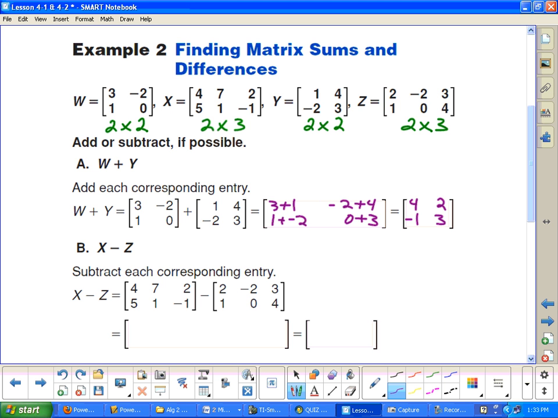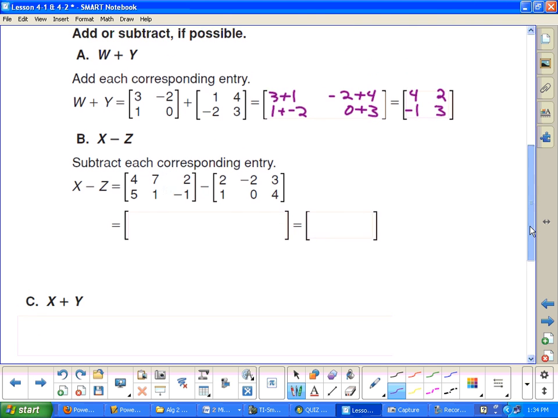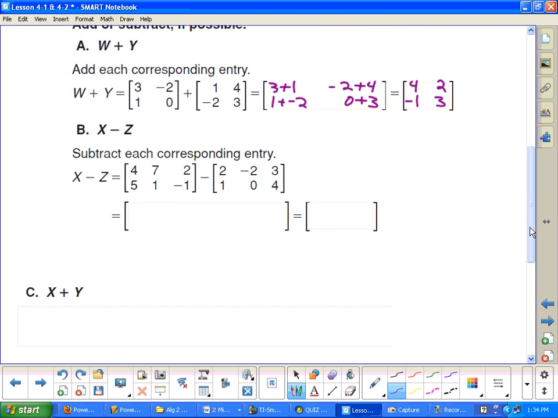Now, the thing is make sure you use brackets then, and make sure you use good spacing, so it doesn't look like they're right next to each other, right? Because you don't want this to look like it's negative 13. Letter B. We're going to subtract X and Z. Now, what are we supposed to do when we're subtracting? Normally, when we have subtraction, what do we do?